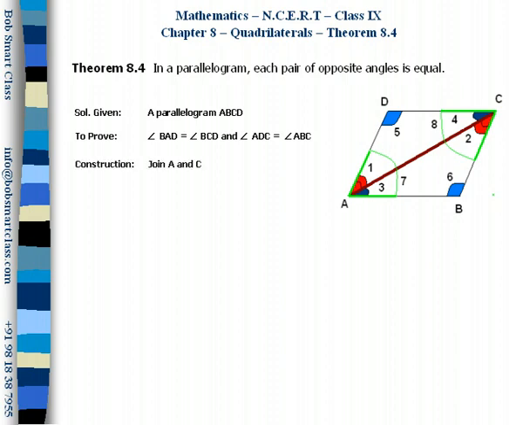Let's join A and C, which produces a diagonal, and this diagonal cuts the quadrilateral into two triangles, ABC and triangle CDA. Now let's try to prove it. In triangle ABC and triangle CDA, AC is common. Therefore, AC equals CA in these two triangles.